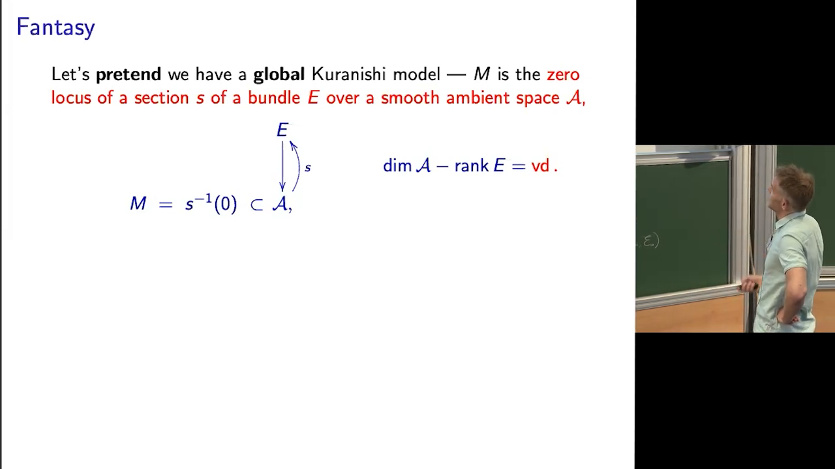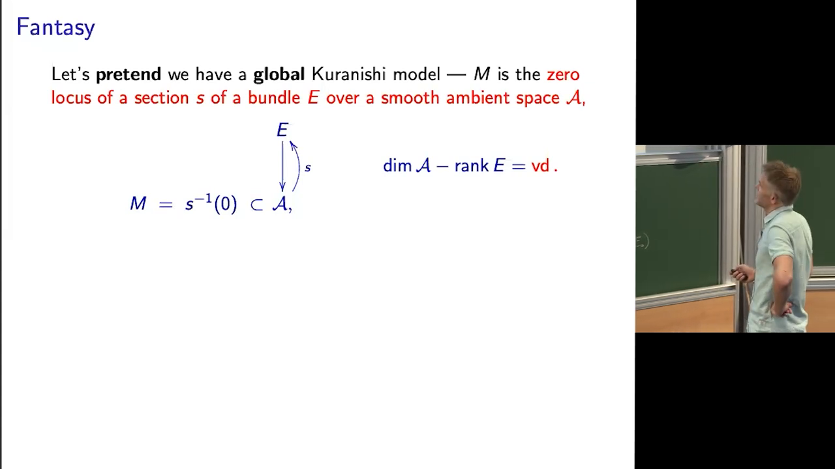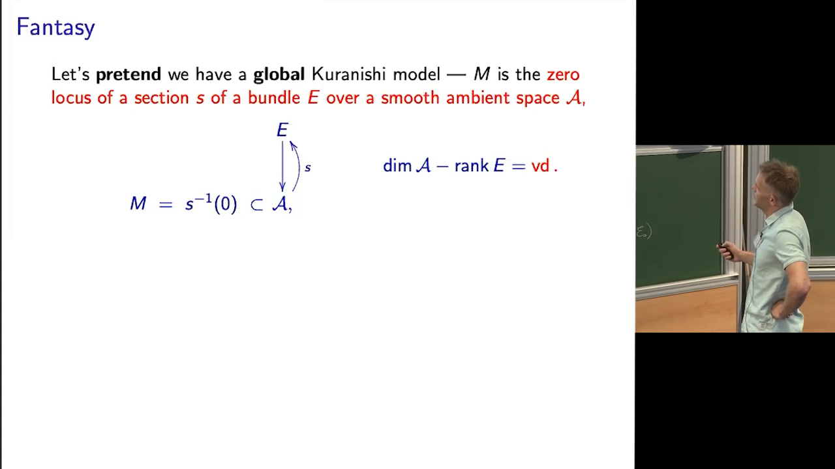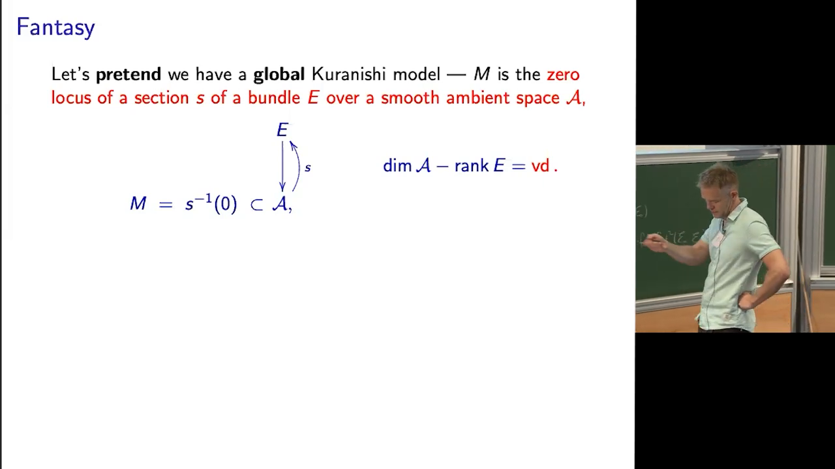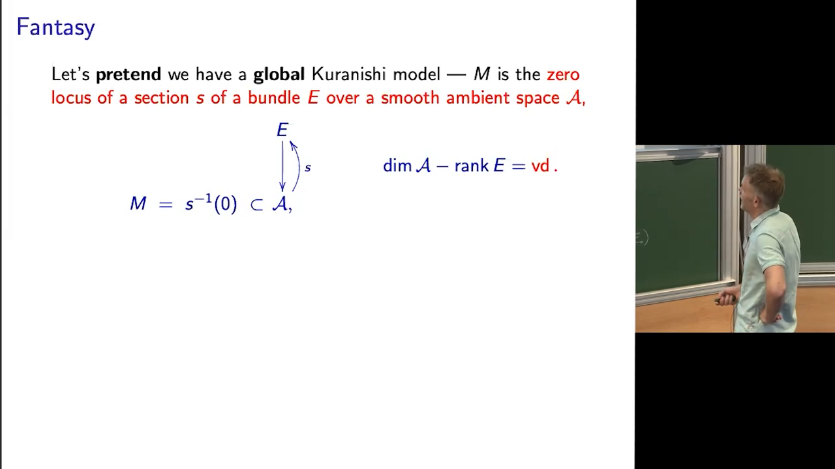Okay, so this is the kind of thing I fantasize about. So we're going to pretend we have a global Kuranishi model. So the whole moduli space is cut out of a smooth ambient space by a section of a vector bundle, such that the dimension of the ambient space, so the number of unknowns minus the number of equations, is the virtual dimension. I haven't really defined the virtual dimension yet. I've given you an idea of it, but we'll come back to that.